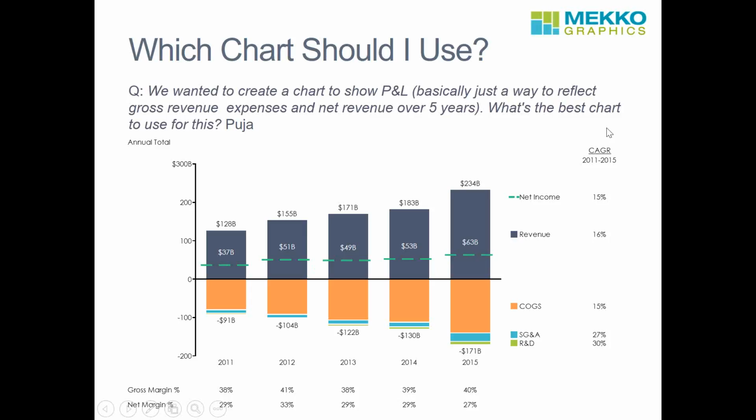The second thing that we did was we added a CAGR column to the chart, and the CAGR column shows the annual growth rate in each of the revenue and each of the expense categories. So you can see that revenue is growing over that period at 16% per year, whereas R&D expenses are growing at a significantly higher 30% per year. And we added some data rows to the bottom of the chart, and the data rows are there to show gross margin and net margin percentage. So we're looking at percent profitability captured in the data rows.